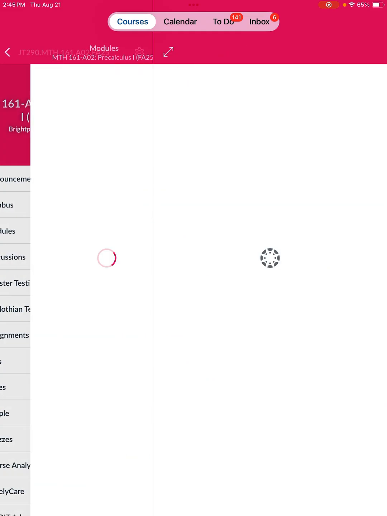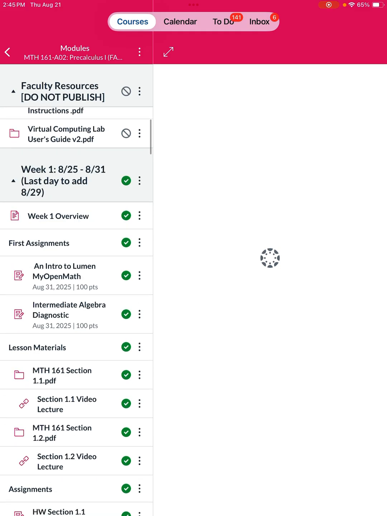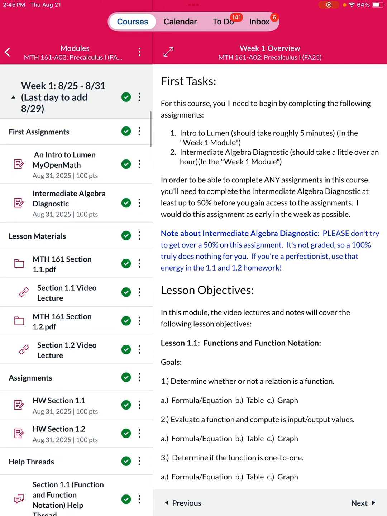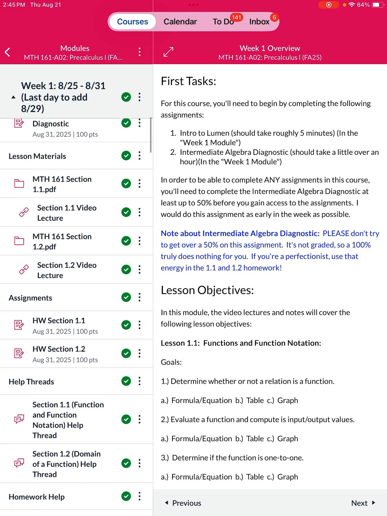Please go to modules to see all of the fabulous course content. And in the week 1 module, you can find the overview of all the great stuff we're learning this week. You can see the first assignments. Those are just for week 1. And then the lecture notes with a video lecture. I would encourage you to print the notes if possible, and then watch the video and fill them out as you go. And then your 2 homework assignments.